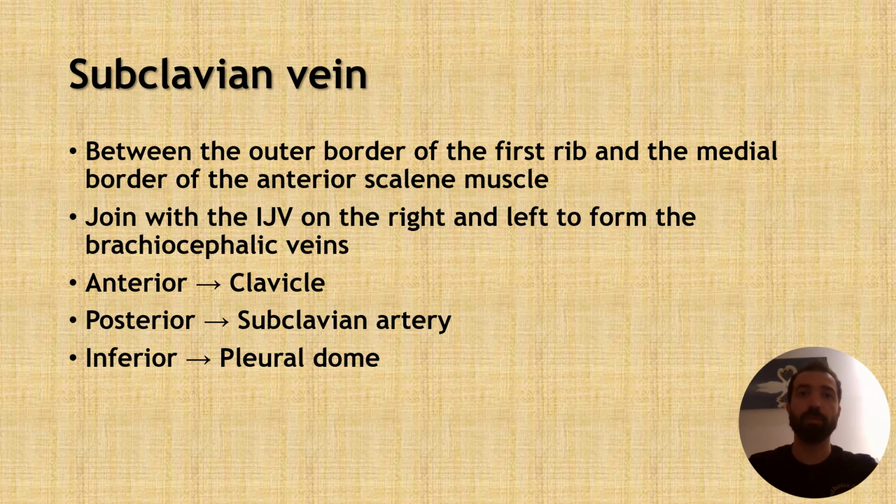Let's say a few words about the subclavian vein. It is located between the outer border of the first rib and the medial border of the anterior scalene muscle. It joins the internal jugular vein to form the brachiocephalic vein on both right and left sides. The clavicle is in front of it, the subclavian artery is behind, and the pleural dome is inferior.